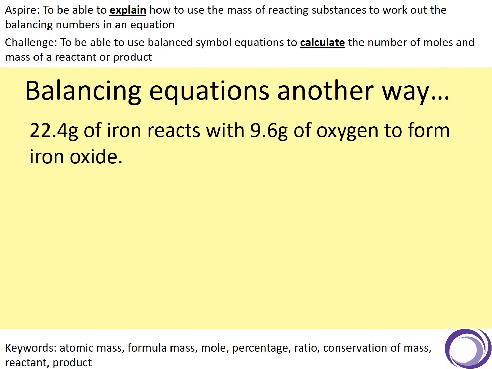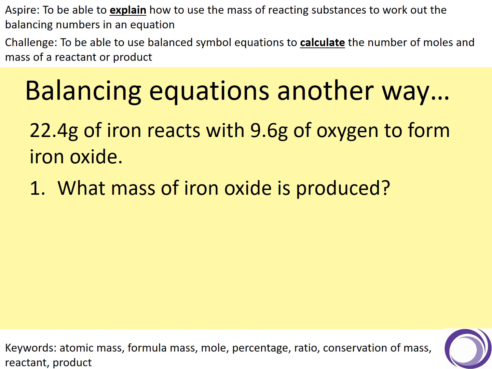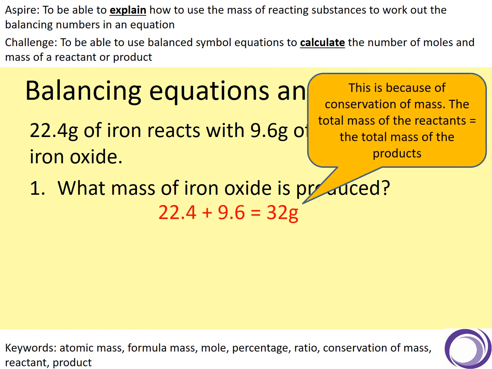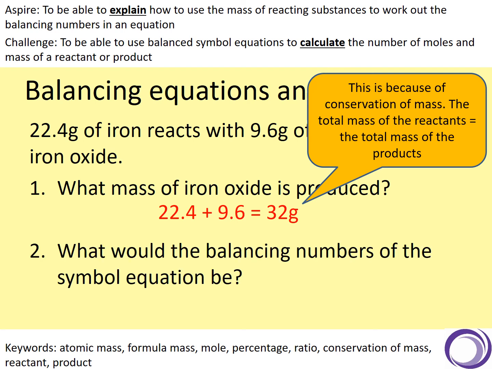So when we're balancing equations, we look at what information we've already got. So in this situation, 22.4 grams of iron reacts with 9.6 grams of oxygen to form iron oxide. Using our idea of conservation of mass, we can work out that this would produce 3.2 grams of iron oxide. We've simply added the masses of the reactants and it will equal the mass of the products. So that is our conservation of mass.